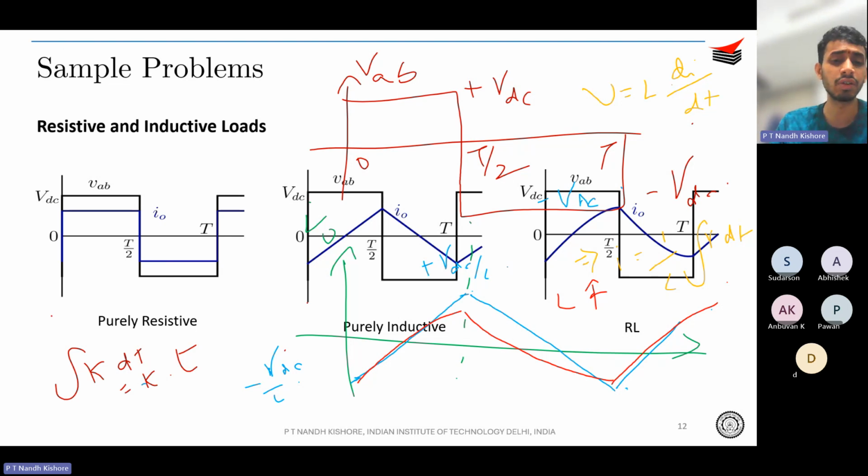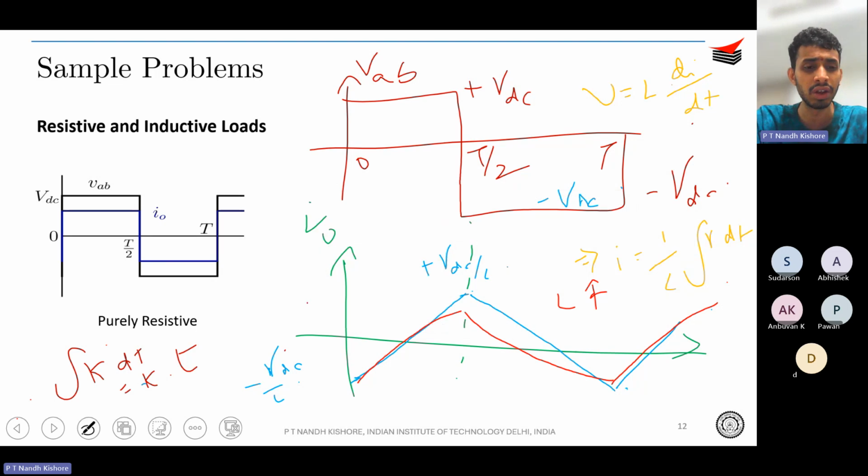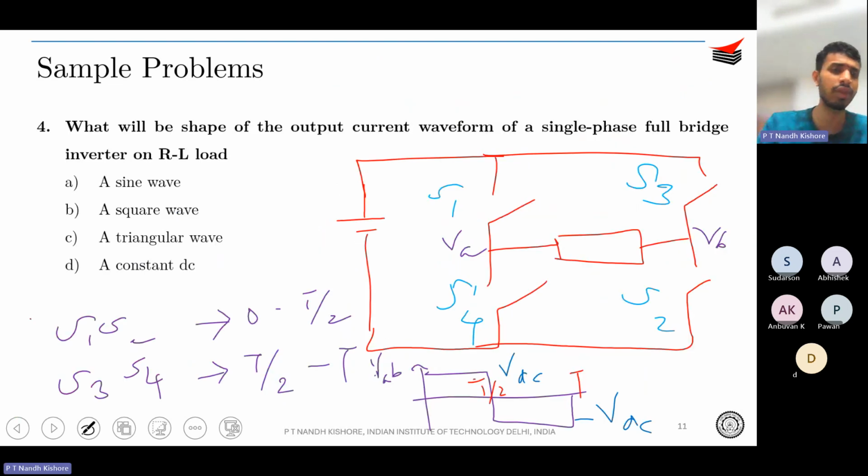So that is the question. How is the output current? Your output current looks like a triangular wave. Okay, so this is the answer.